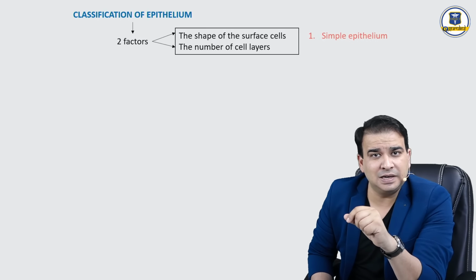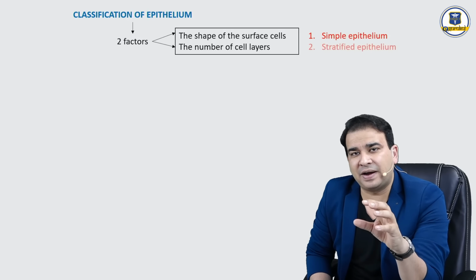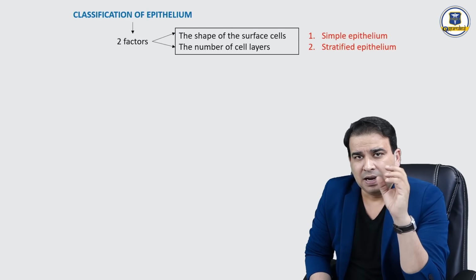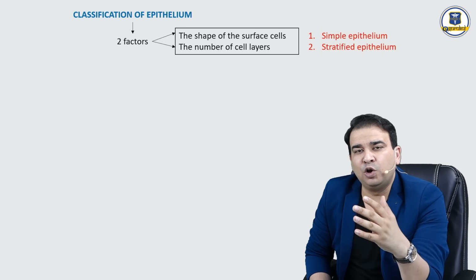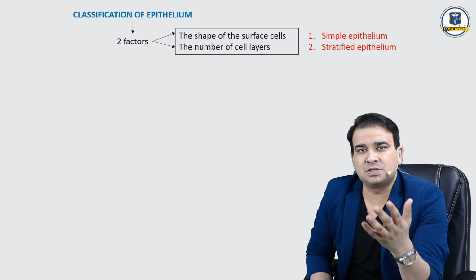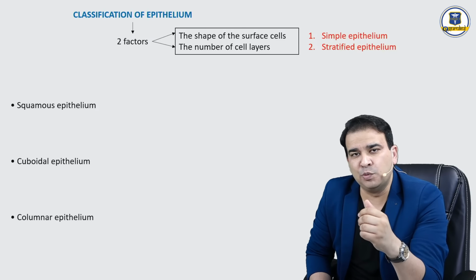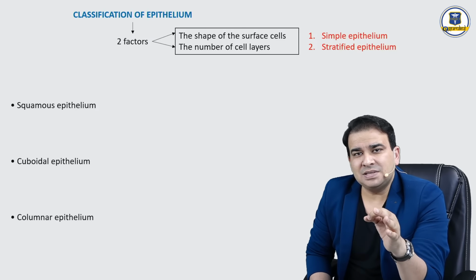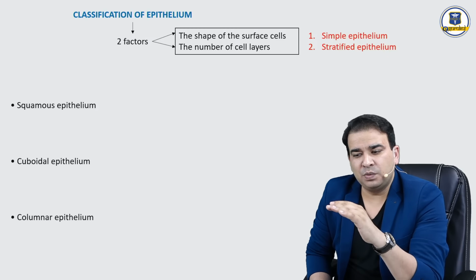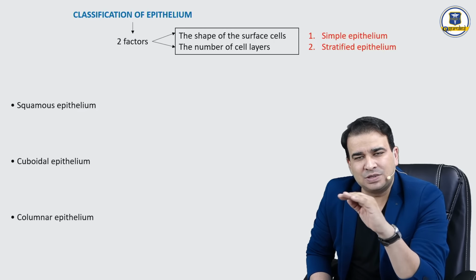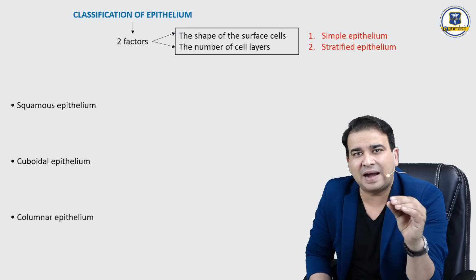One is the simple epithelium, and the other is the stratified epithelium. In the simple epithelium, as we all know, we have three main types: squamous, cuboidal, and columnar. The squamous cells are the ones having the basement membrane, and you see a flattened cell with a round or flat nucleus.